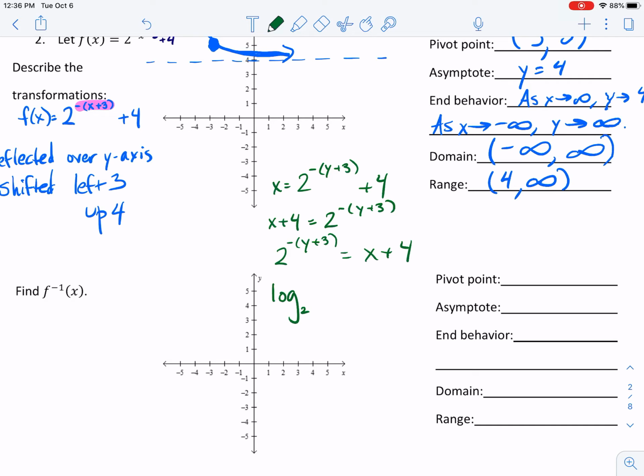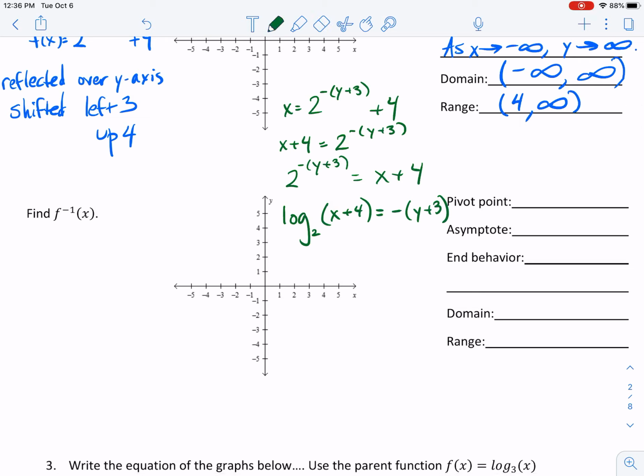Do you agree with this? Let's do the I heart logs. 2 to the this equals that. Is that what I have there? It sure is. We are looking good. Okay, so I need to solve for y. I'm almost there. I need to divide by the negative and then subtract the 3. So I can say that the inverse of f is equal to negative log base 2 of (x plus 4), minus 3. I took care of the negative by dividing both sides by negative, and then now minus 3.